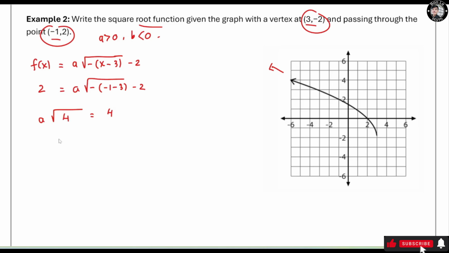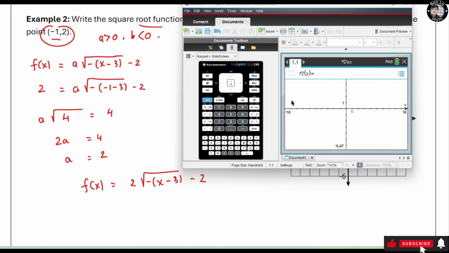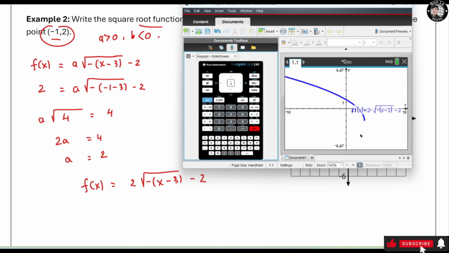Square root of 4 equals 2, so we have 2a equals 4, right? A equals 2, right? So we substitute back over here, we have the equation f of x equals 2 square root of negative (x minus 3) minus 2, right? Now we're going to use the calculator to check our work. I'm going to add graphs right here and input this one and hit enter. It's going to be right here.